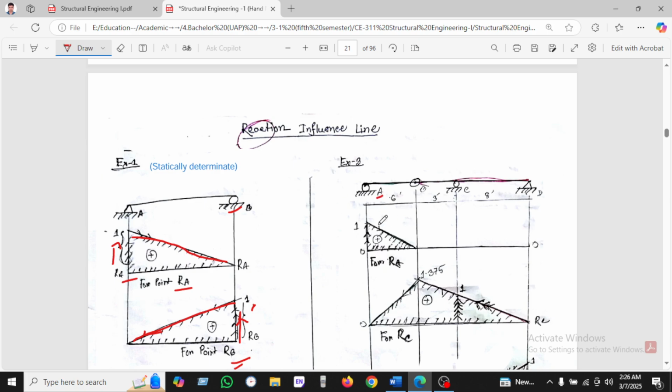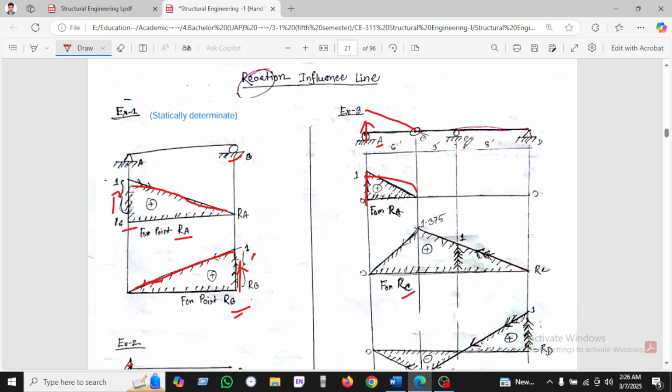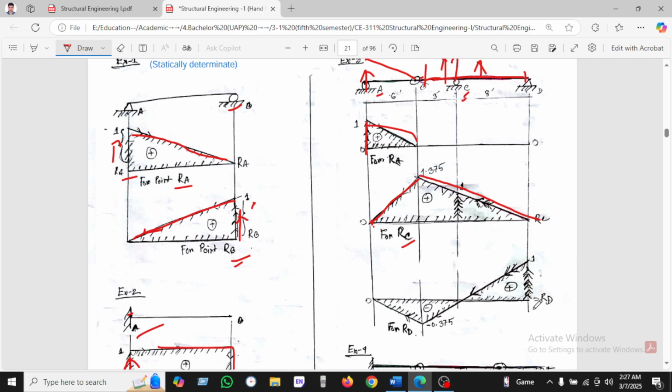When we are calculating reaction A, we put one unit upward, then it will go upward. After going upward, it goes this way. For RC, as usual at point C, we take one unit, so all of this portion also tries to go upward, so this portion is going upward, and then this portion goes down to here, and the moment is 0. Okay, so let's see another, RD.